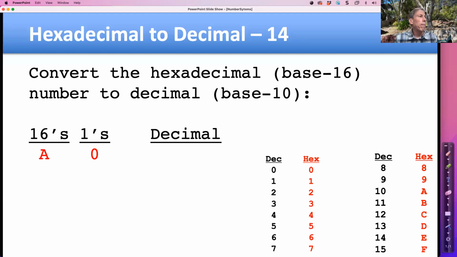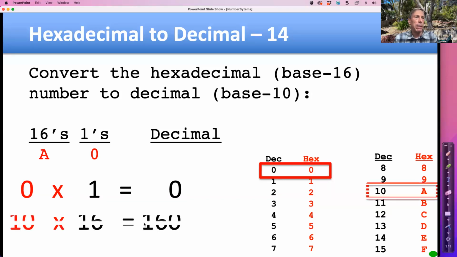How about this one? Okay, A0. Let's start on the far right. Okay, could start either way, doesn't matter, but we're going to do 0 ones. Well, 0 ones is fairly straightforward. That's 0, no ones.